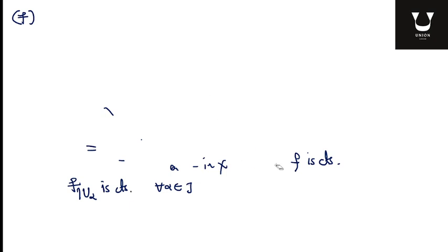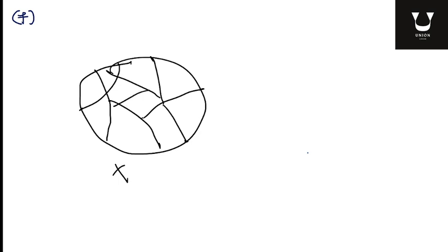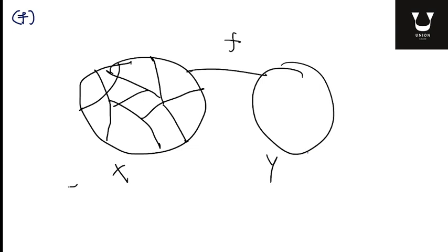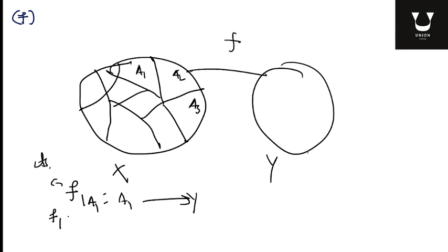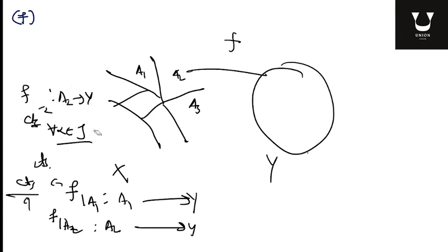This is what the F part says. Suppose this is X, and X is the union of all these open sets, and suppose this is Y and this is f. Suppose this is A1, this is A2, this is A3, and so on. If you restrict the same function f to A1, it will be a map from A1 to Y defined by the same rule as f. If this is continuous, and the same is true for f restricted to A2, and for each A alpha with alpha in the index set, then I can say that the map itself is continuous.